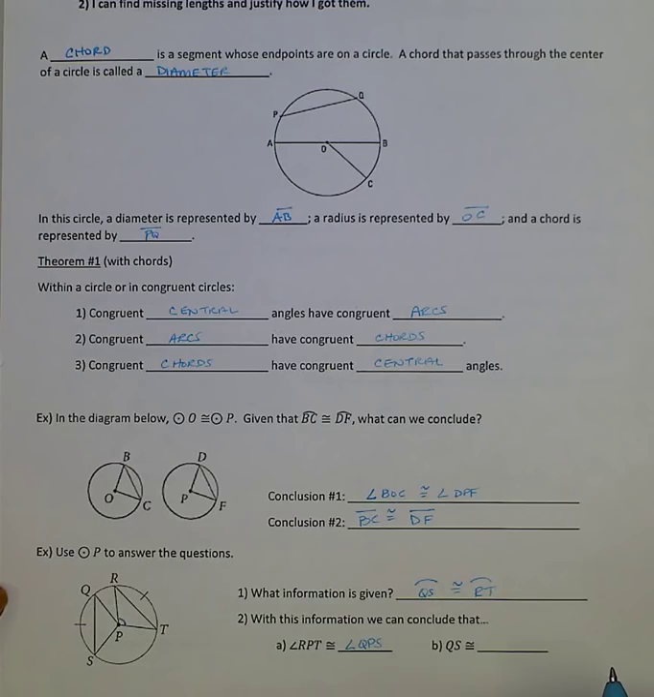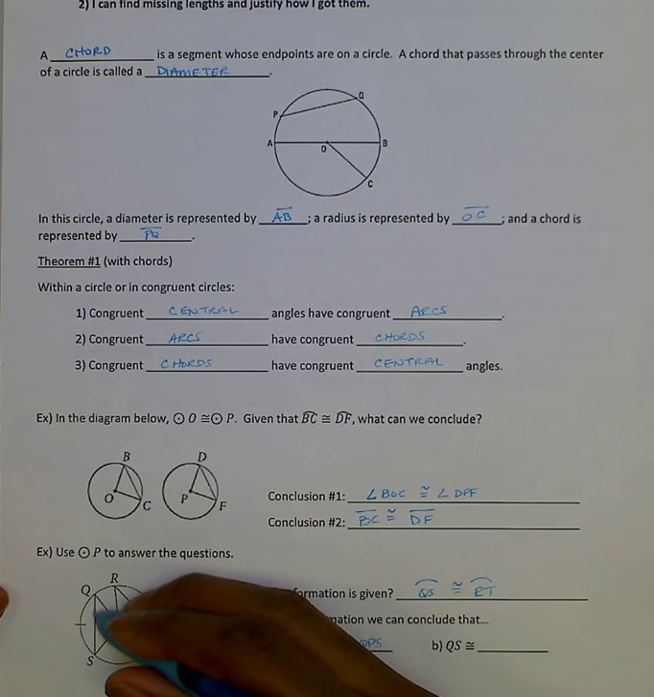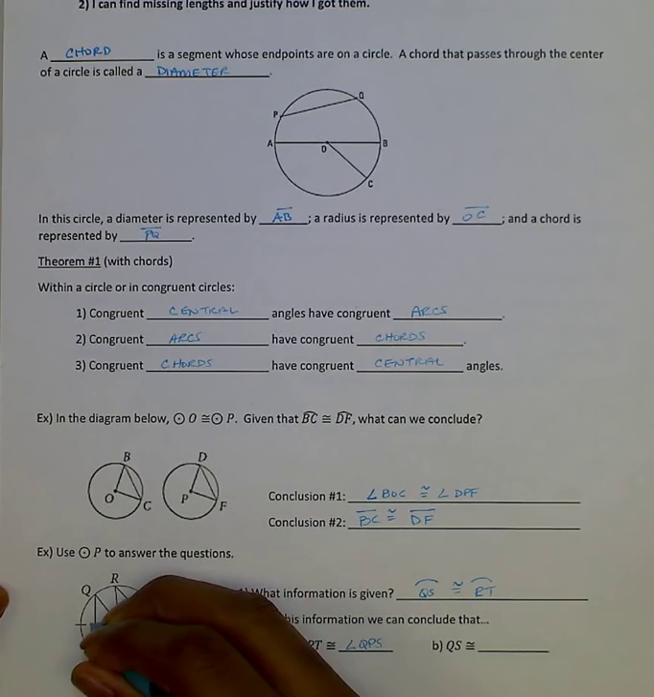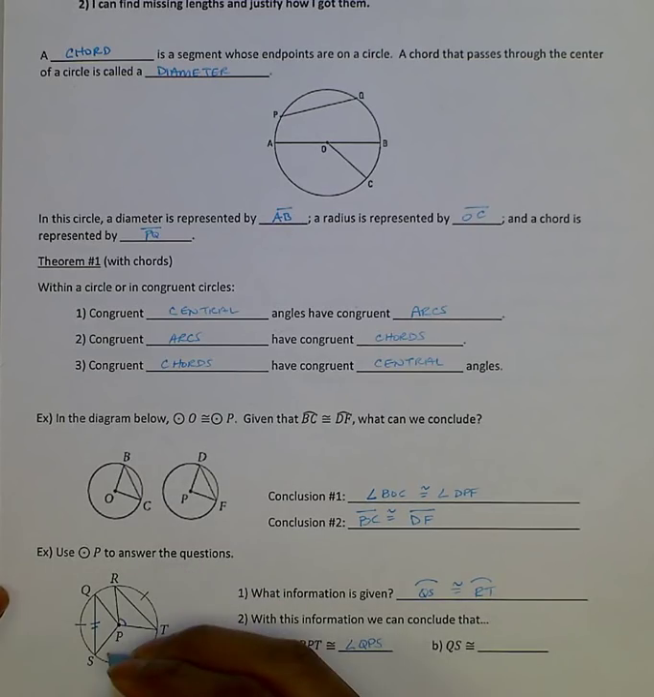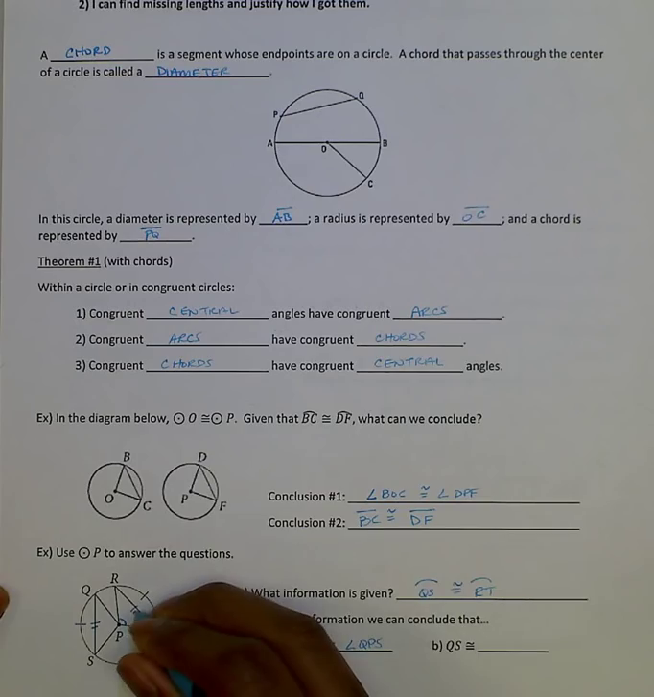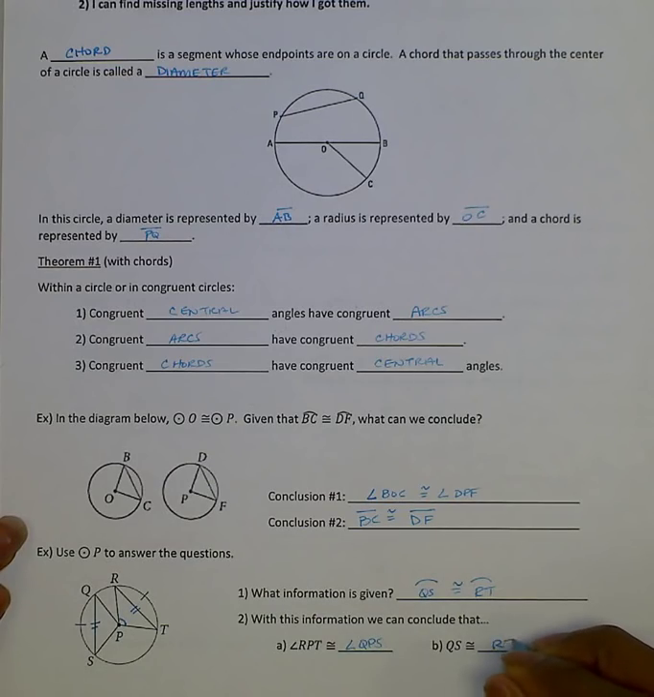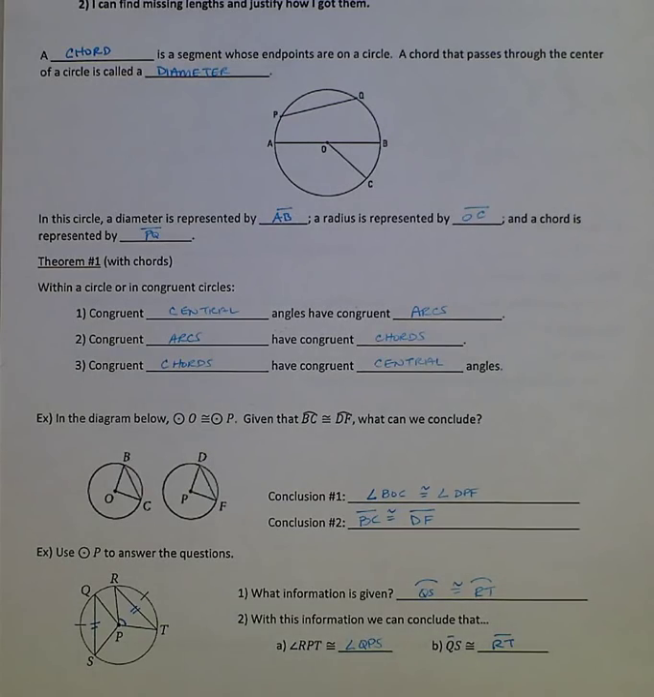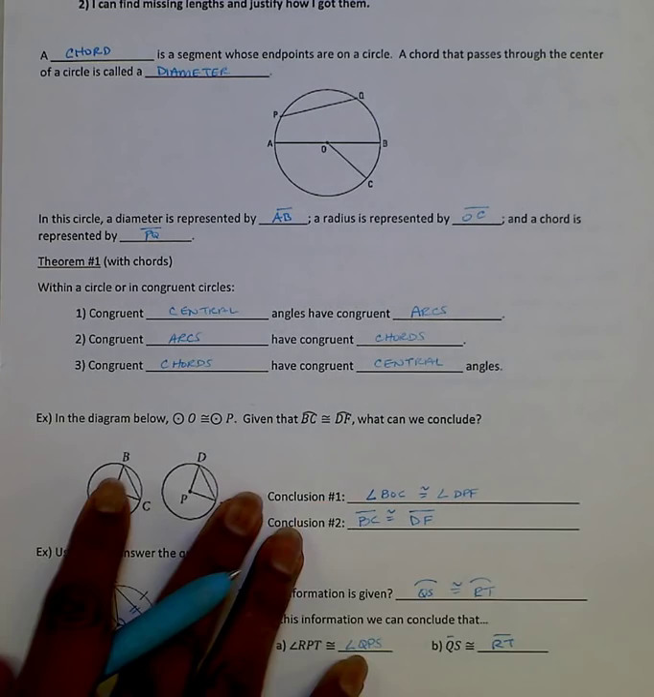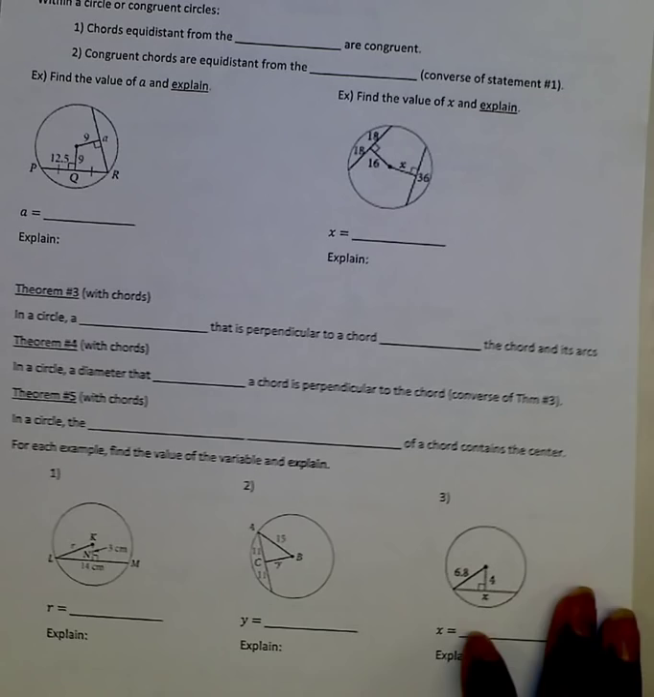And then we can also see that this chord QS, we'll mark with a double, should be congruent to the chord that corresponds with arc RT. So chord RT. Now, is it a segment? Yes, we call it a chord, still a segment. So just applying those theorems. Flip to the other side, then.